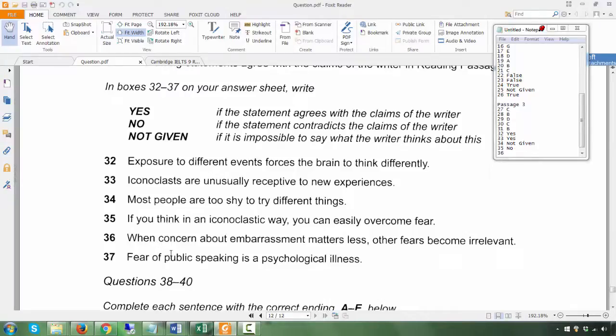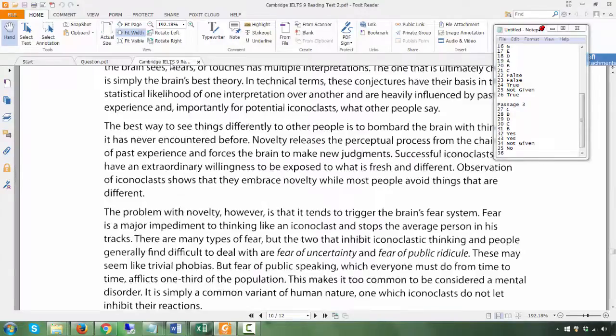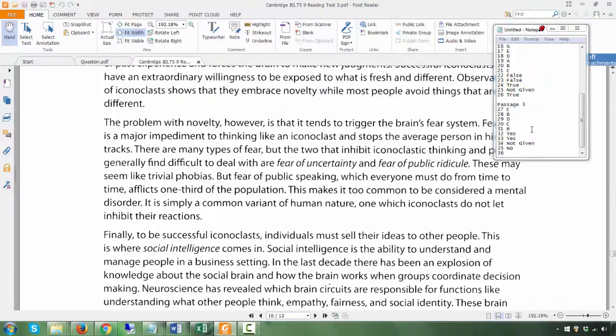36. When concern about embarrassment matters less, other fears become irrelevant. The answer to that is basically not given. You can't find it in the passage at all.